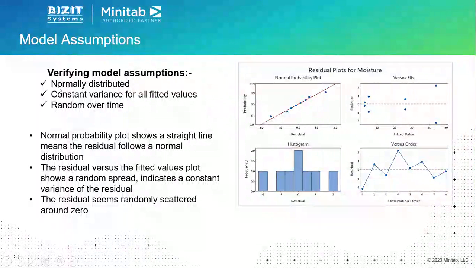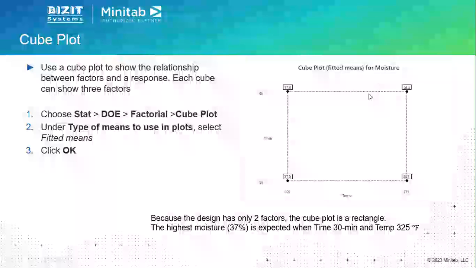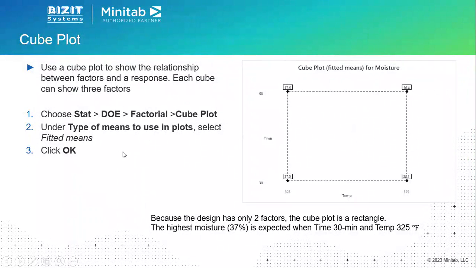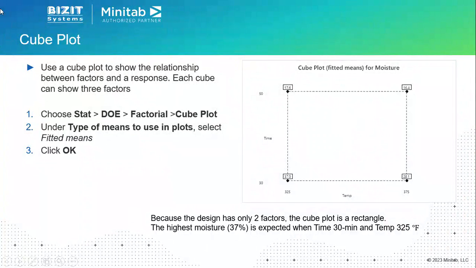The first one is normally distributed. The residuals must be normally distributed, with constant variance, and random over time. Okay, so we do the factorial plot. We have this one, the lower and then the highest value of each factor. And of course, they will use the cube plot. If you're not sure with this one, I go back to see the cube plot.